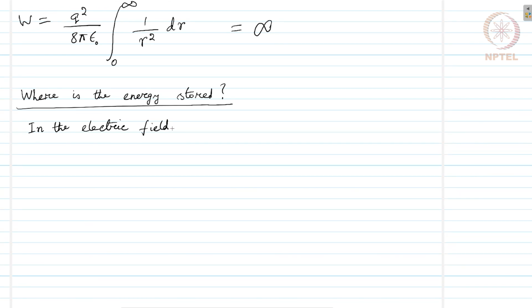Therefore, epsilon naught over 2 E squared is the energy per unit volume, also called the energy density. And then comes the question, how about the principle of superposition?